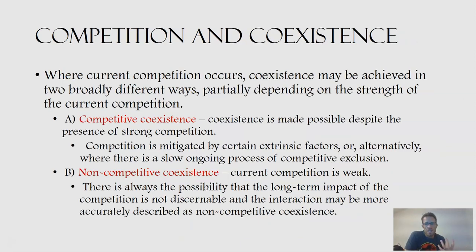So competition and coexistence. Where current competition occurs, coexistence may be achieved in really two broadly different ways, and this depends entirely on the strength of that current competition. You might have competitive coexistence or non-competitive coexistence. Competitive coexistence is made possible despite the presence of strong competition. This might be because of some extrinsic factors mitigating that competition, because competition and the environment are so variable, they might allow for that coexistence even under intense competition.